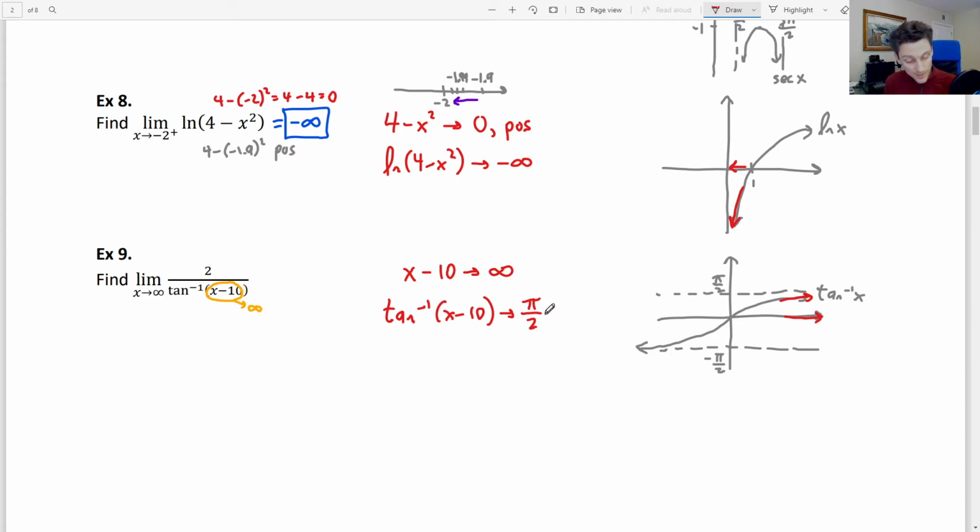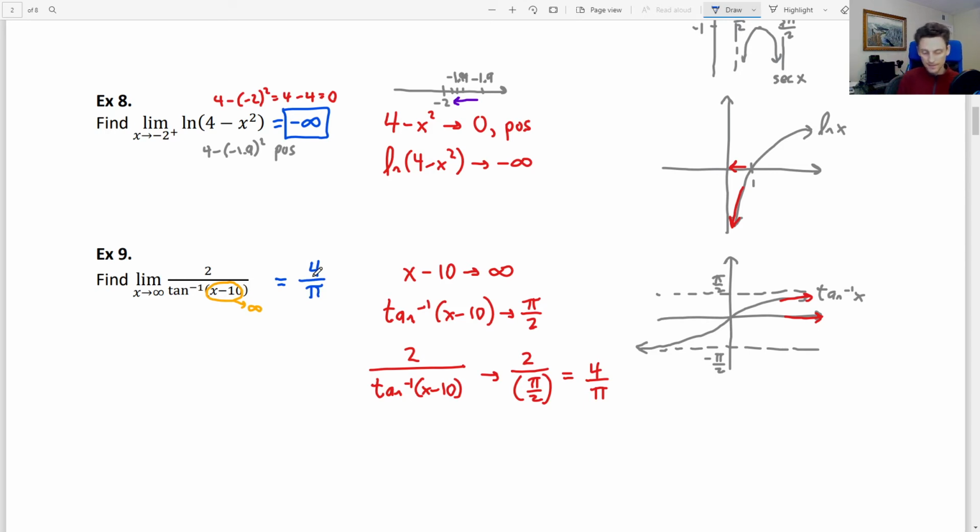Then you take 2 and you divide by those numbers. When you take 2 and you divide by those inverse tangent numbers that are getting close to pi over 2, you get numbers that are approaching 2 over pi over 2. If you divide by pi over 2, that's like multiplying by the reciprocal. So you get 4 over pi. So the overall fraction 2 over inverse tangent x minus 10 is approaching 4 over pi. So there we can write that this limit is 4 over pi.